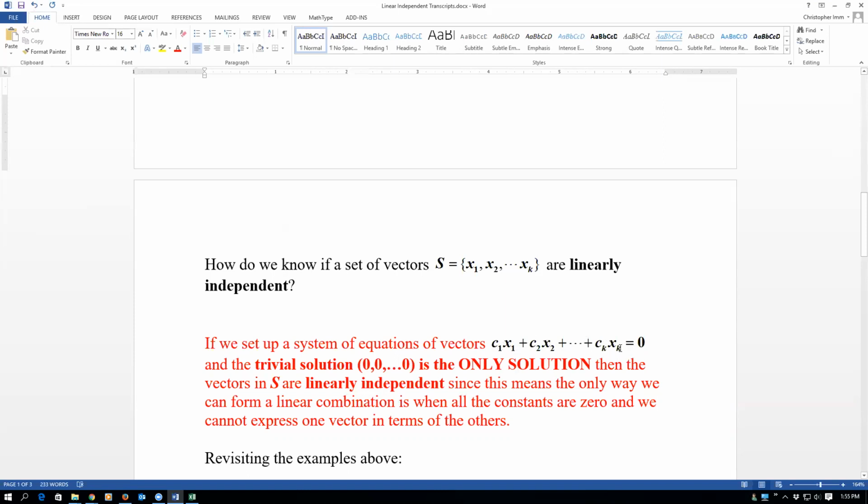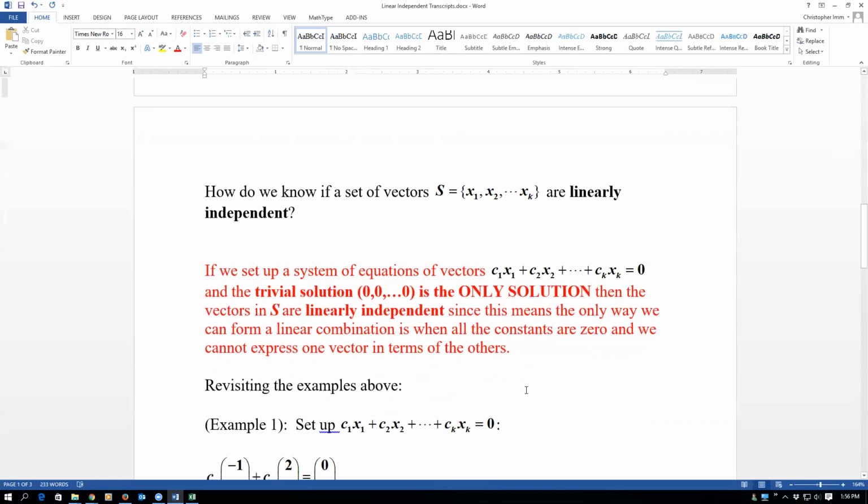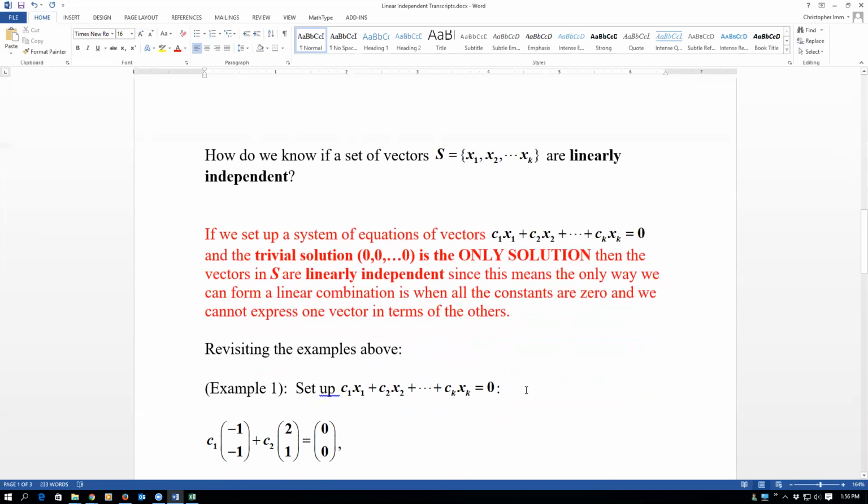Let's make it clear that since this is a homogeneous system, it will always have a solution. If it has just that trivial solution, then they'll be linearly independent. If it doesn't have just a trivial solution, we would be able to express any one of these vectors in numerous ways in terms of the other ones. So let's go ahead and revisit the examples above. The first thing we're going to do is set up that system of equations, that homogeneous system.